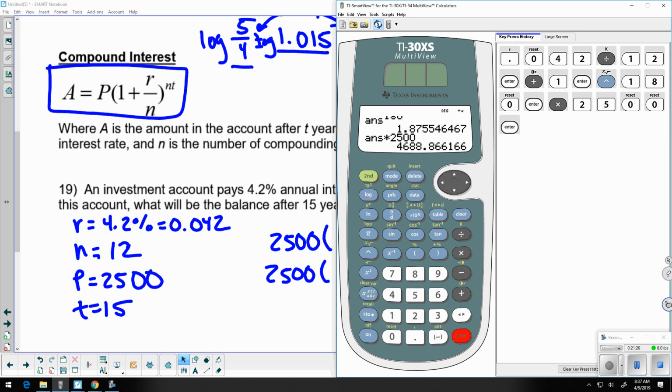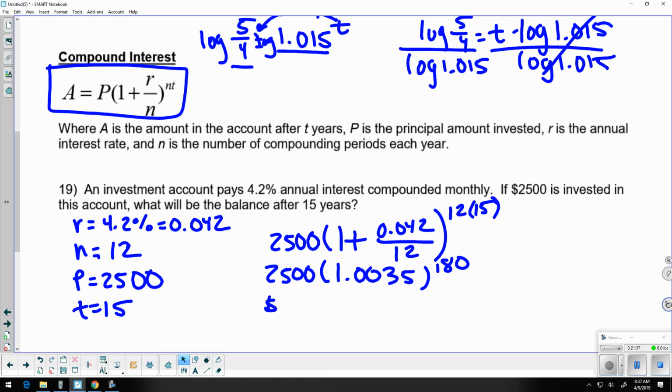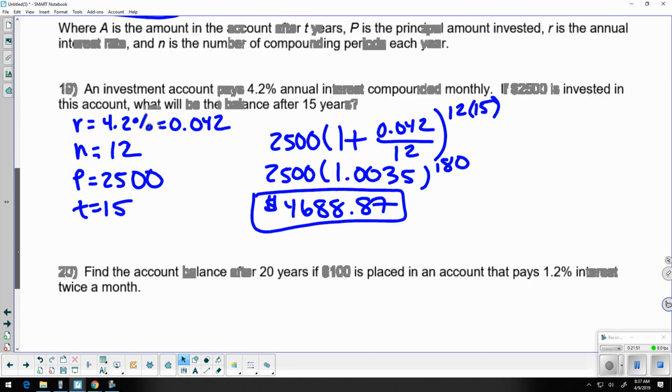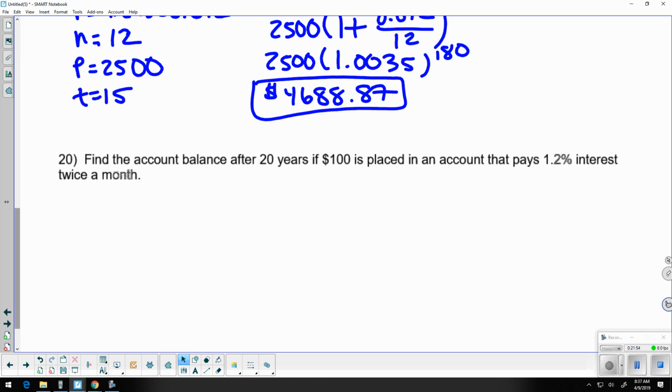And it comes out to be, so if we just let that money sit there and accumulate all this interest, it would now grow into $4,688 and about 87 cents. So 4,688, and again, the pennies is 87. So $2,500, 15 years later, if it's being compounded every single month at 4.2%, that's what it would turn into. And the last one, similar idea.